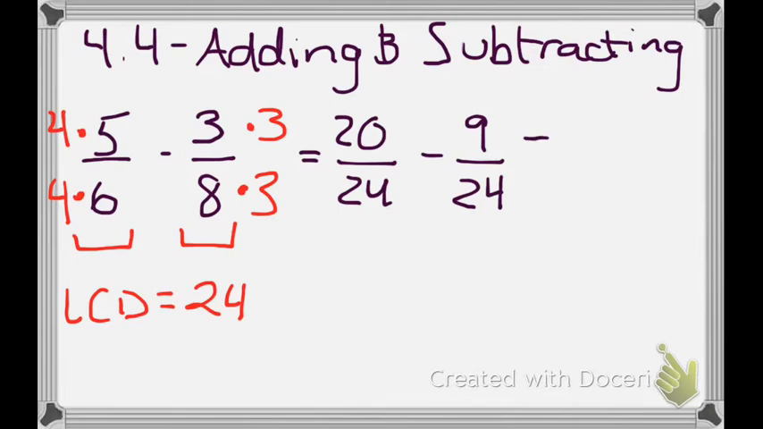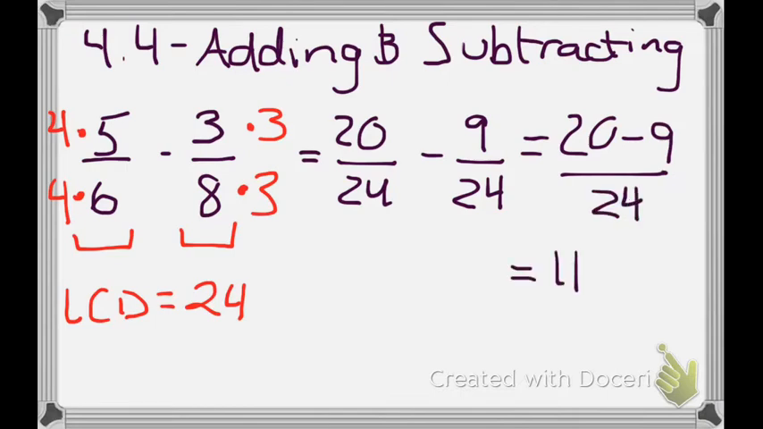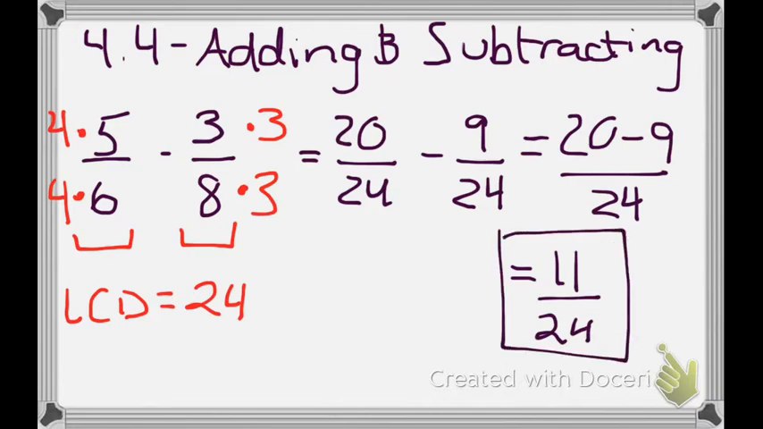And then for my final answer, I get 20 minus 9 all over 24. Our denominators never change. And then I get 11 over 24. Once my denominators are the same, it doesn't change. But what I can't do is add or subtract until my denominators are the exact same number, both 24.